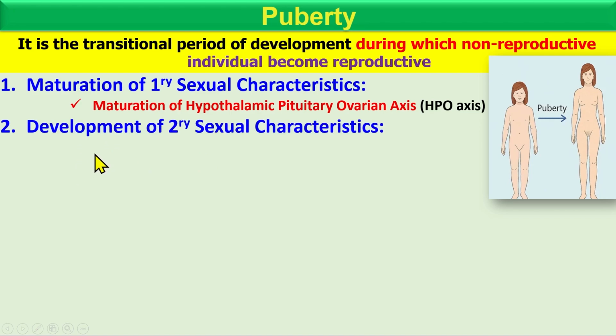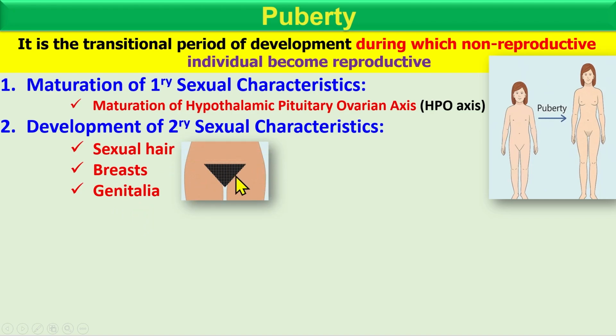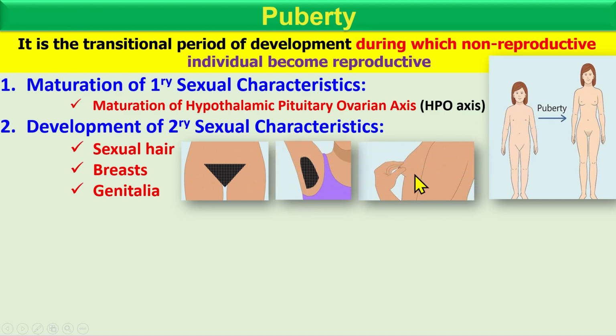Number two is the development of secondary sexual characteristics. What are the secondary sexual characteristics? Sexual hair, pubic hair and the axillary hair, and the breast development and the genitalia development. So certain changes occur in the breast and in the genitalia. Here in the sexual hair you see the reproductive age, and here the axillary hair and the breast development.